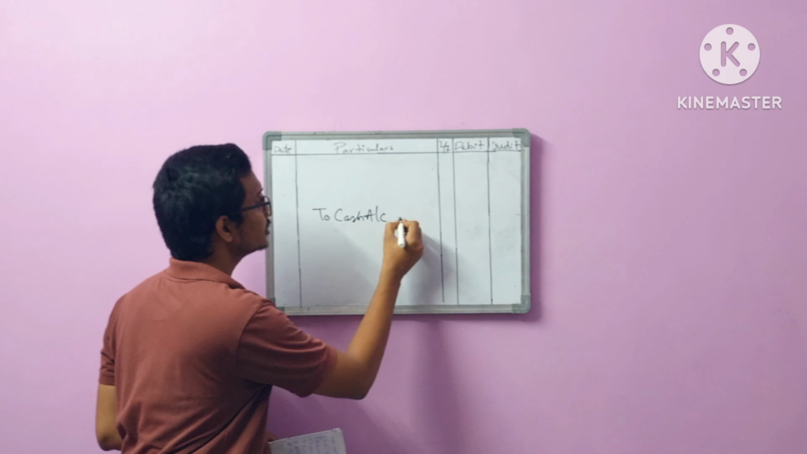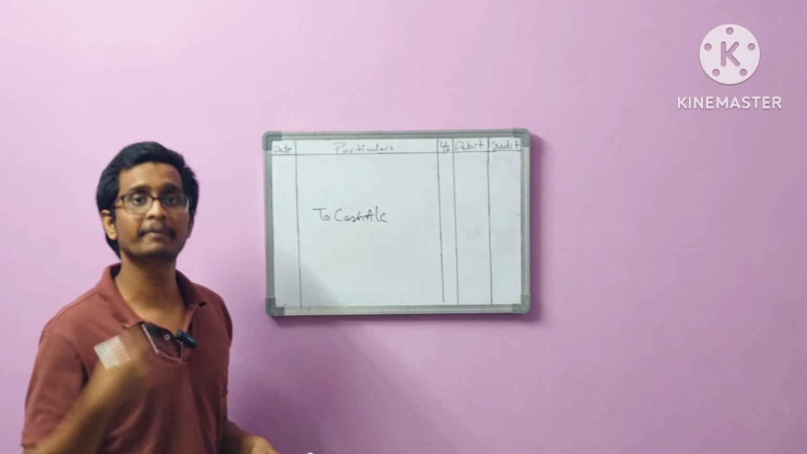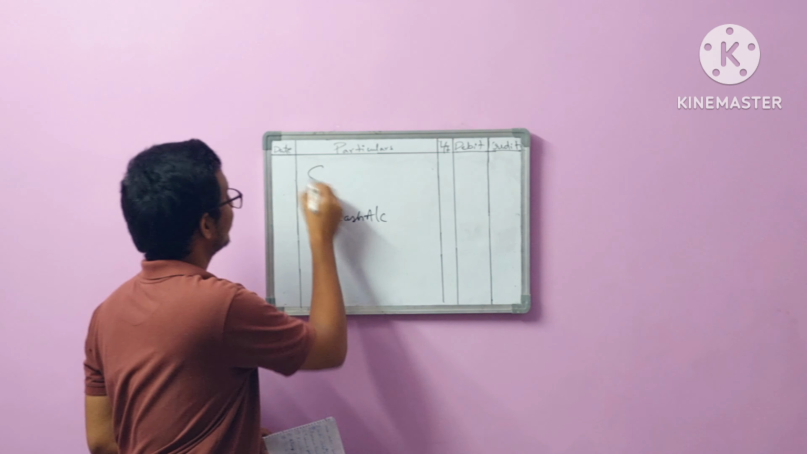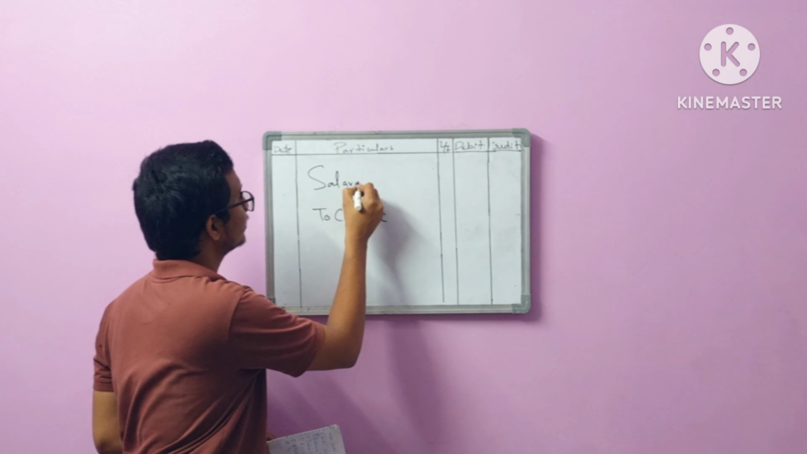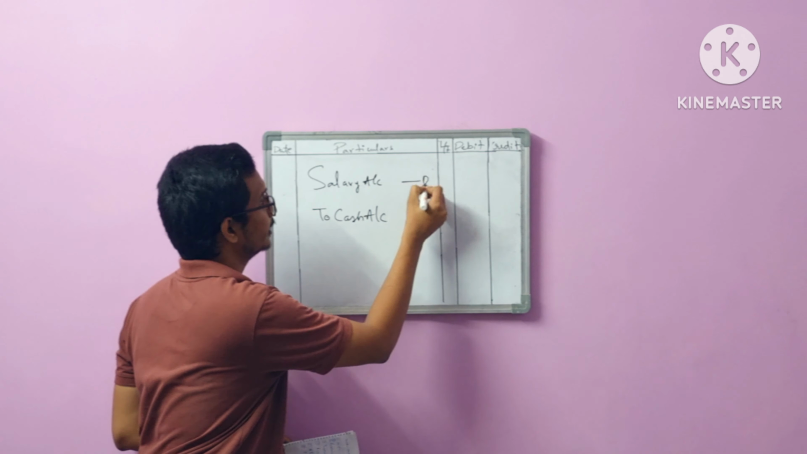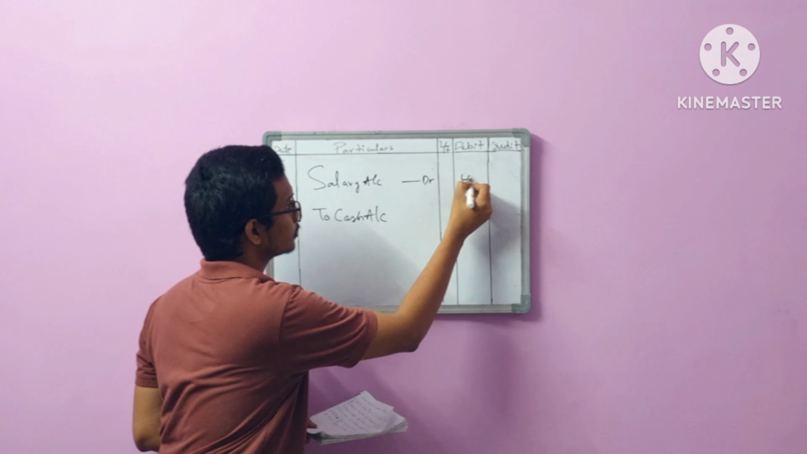So why is this cash going out? Because we are paying salaries. So that's the reason. Write the reason here. Salary account. Debit 40,000.